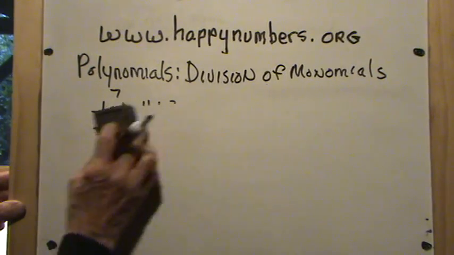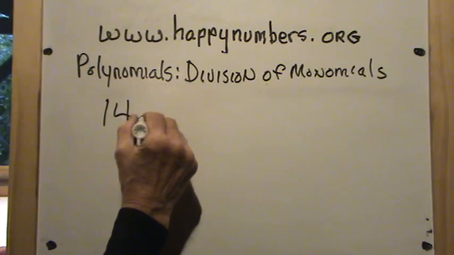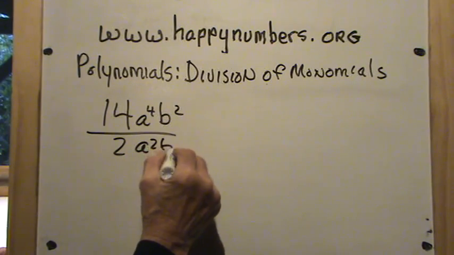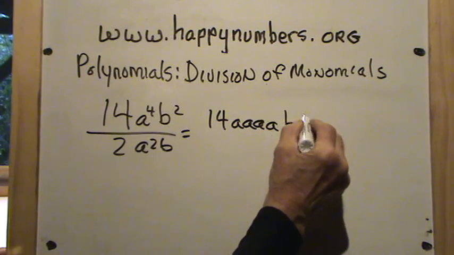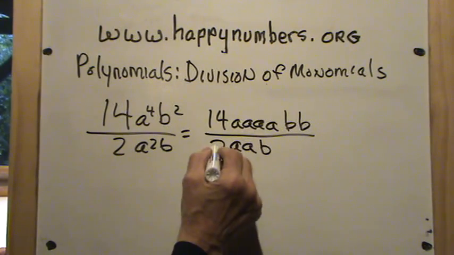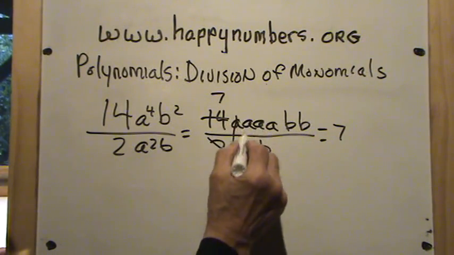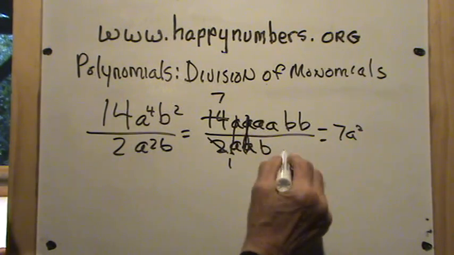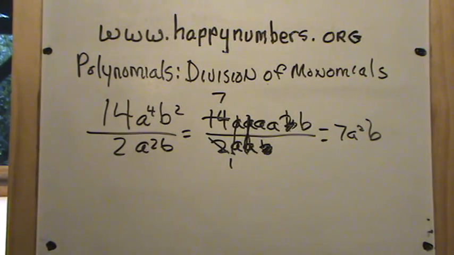And if I did it in expanded form, that same problem, 14 a to the fourth, b to the second, divided by 2a to the second b, it would look like this: 14 a, a, a, a, b, b, divided by 2 a, a, b. 2 goes into 2 once, 2 goes into 14 seven times, so I'll have 7, and the a's cancel out, and so I have a times a, that would be a squared, and one b would cancel out with one b, and I get the exact same answer.